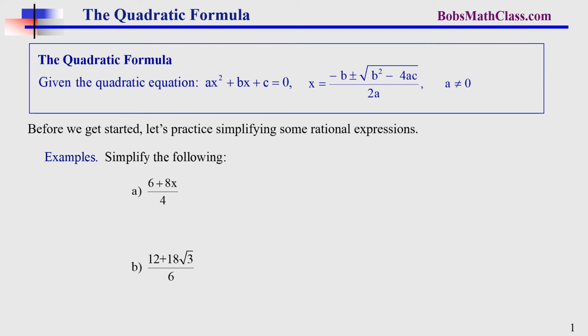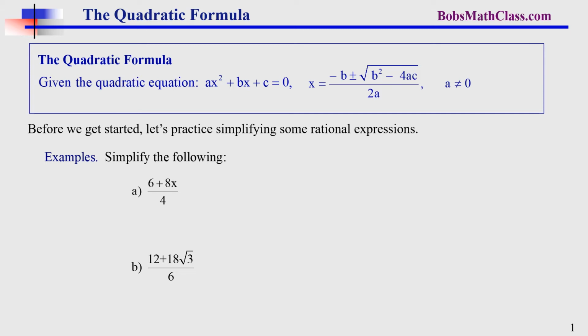Where does this formula come from? It comes from the method of completing the square. I won't show the proof here, but it's definitely a good idea to look at the proof of the quadratic formula. Where does this come from?